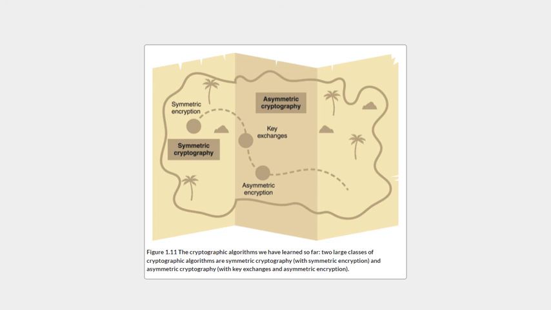Let's summarize in Figure 1.11 the cryptographic primitives we have learned so far. We are only missing one more to finish our tour of real-world cryptography.